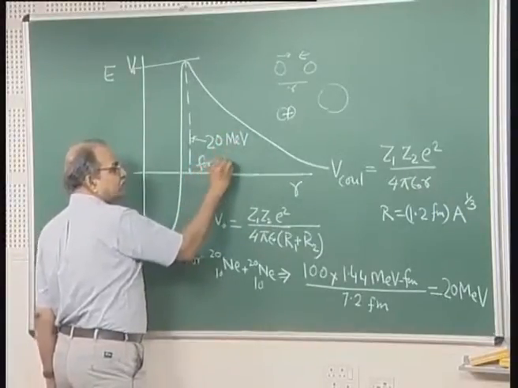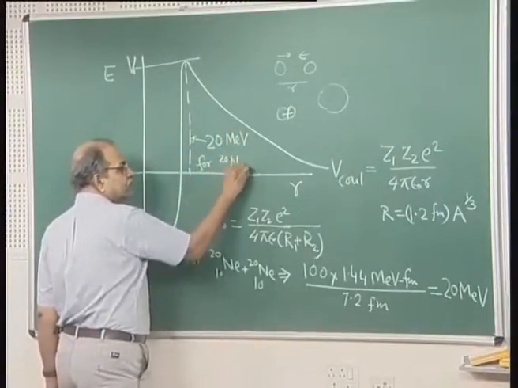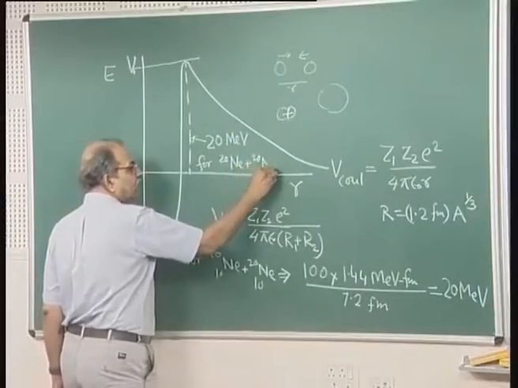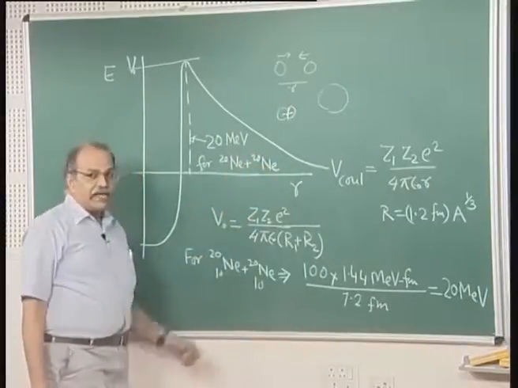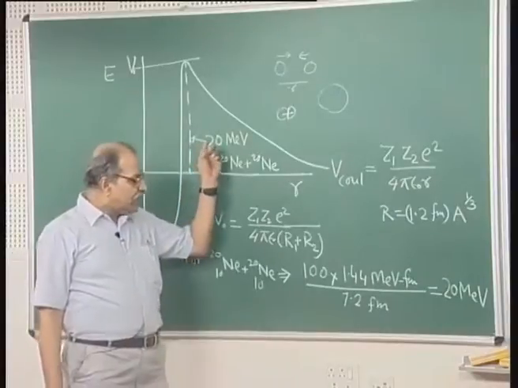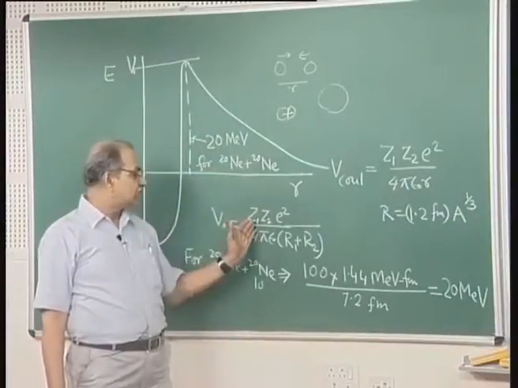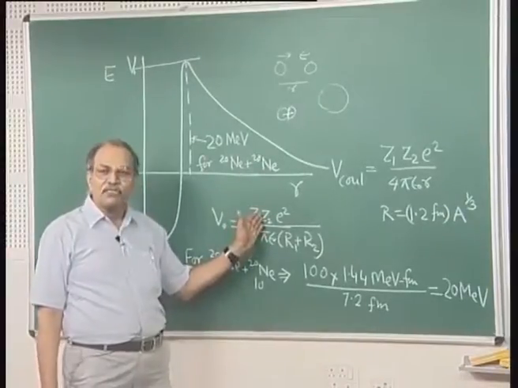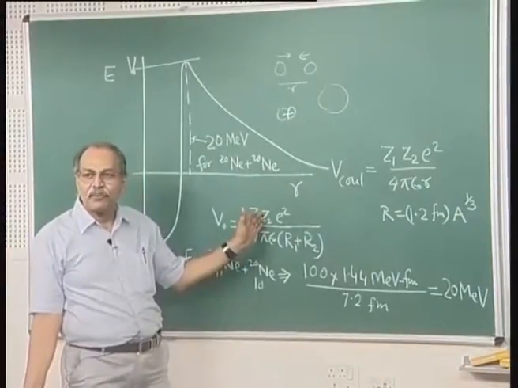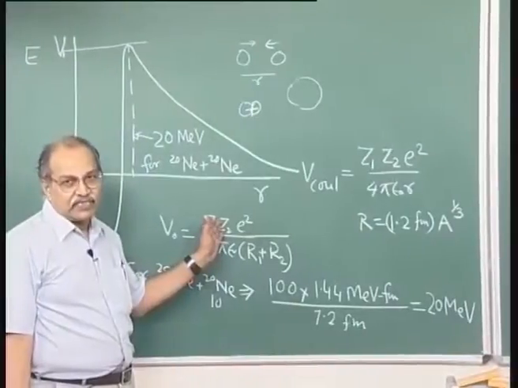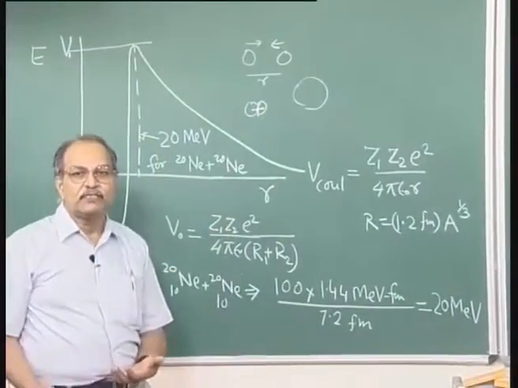For neon plus neon, this height will be large if Z1 Z2 is large, and it will be small if Z1 Z2 is small. And the smallest value of Z1 Z2, how much can that be? That can be when Z1 is 1 and Z2 is 1, so proton-proton.